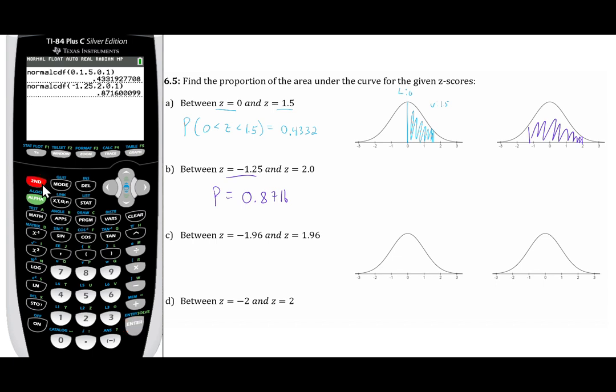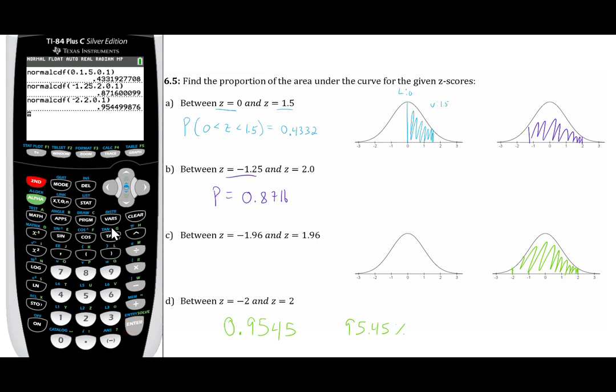The last two here, if you look, are interesting. We know from the empirical rule that between -2 and +2, it is approximately 95% of the data values. However, using the empirical rule was an approximation. With the normal distribution, we will actually get 0.9545, or about 95.45% of the data values.